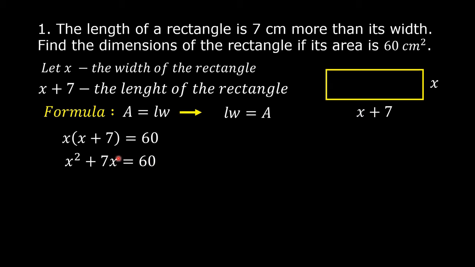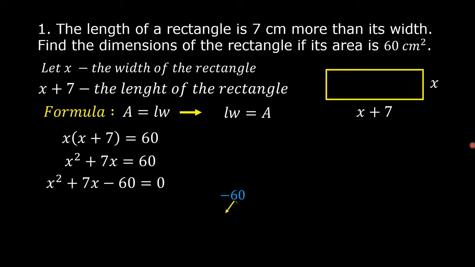Transpose 60 to the left side. Change its sign from positive to negative. So we have now x squared plus 7x minus 60 is equal to 0. Factor the left side. This is a monic quadratic trinomial. Find two numbers that will give a product equal to negative 60 and a sum equal to positive 7.